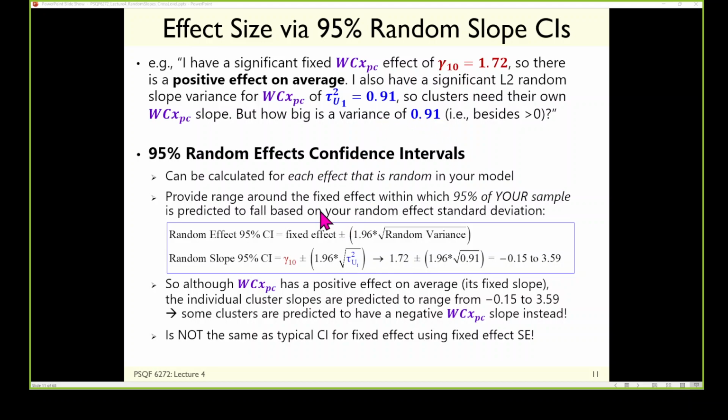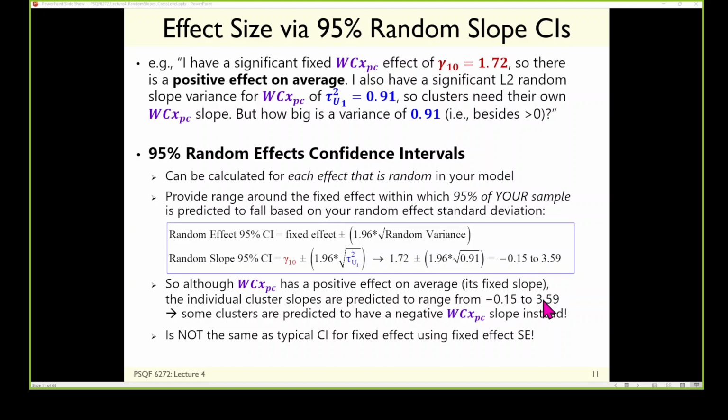So just as we did for the intercept, we can do this for the slopes. We can do this for any effect that has both a fixed part and a random part in these models, which would be level 1 predictors for right now. So fixed effect plus or minus about 2 times the square root of the random variance that goes with it. So that turns it into a standard deviation. So what we're doing here is the fixed slope, which is average, and then like 2 standard deviations around it with respect to the clusters. So if I put in those fake numbers up here into this equation, I get a confidence interval from negative 0.15 to 3.59.